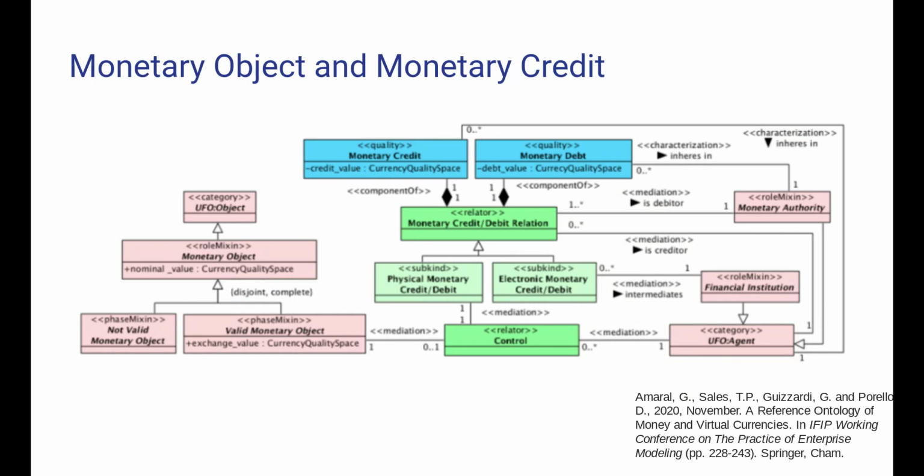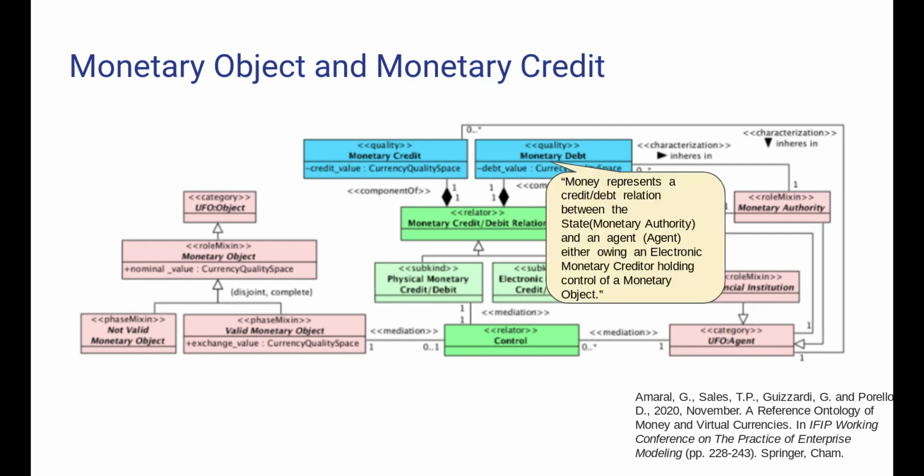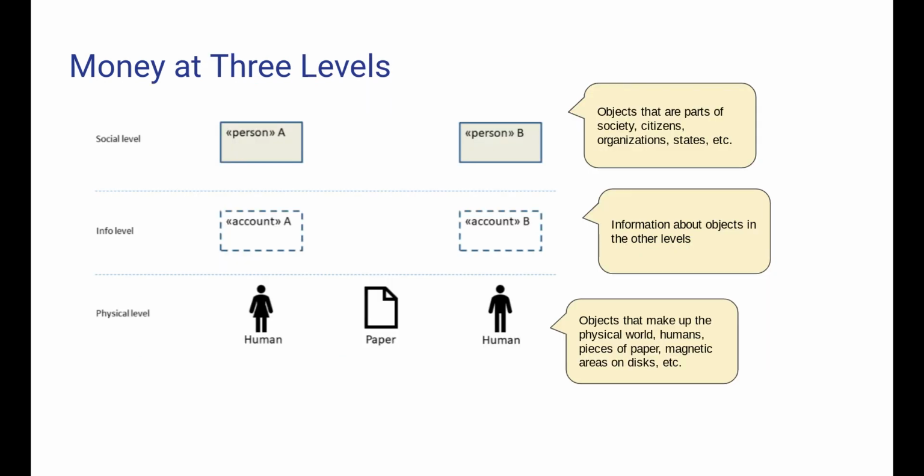This ontology has been further developed and refined, and here's one extension to it that makes a distinction between monetary object and monetary credit. So here money represents a credit-to-debt relation between some state, a monetary authority, and some agent, either owing an electronic monetary creditor or holding control of some monetary object.